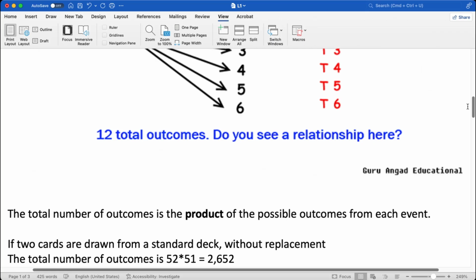Two cards are drawn from a standard deck without replacement. There are 52 cards total in the standard deck. If we're not replacing after removing the first card, there will only be 51 cards remaining. And so the total number of outcomes would be 52 times 51, multiplying together for 2,652 possibilities.